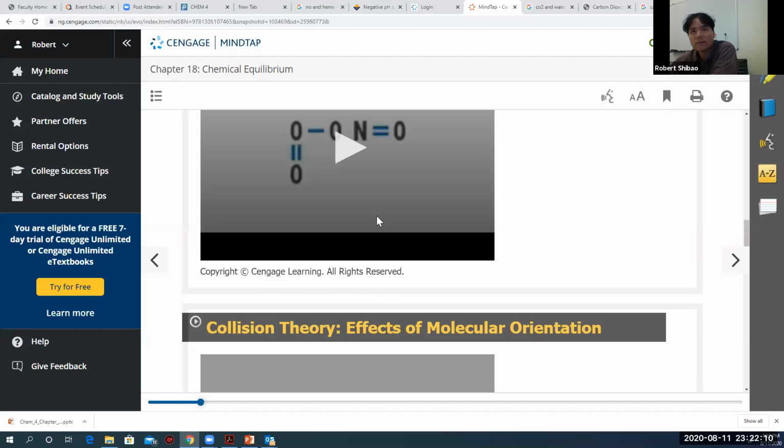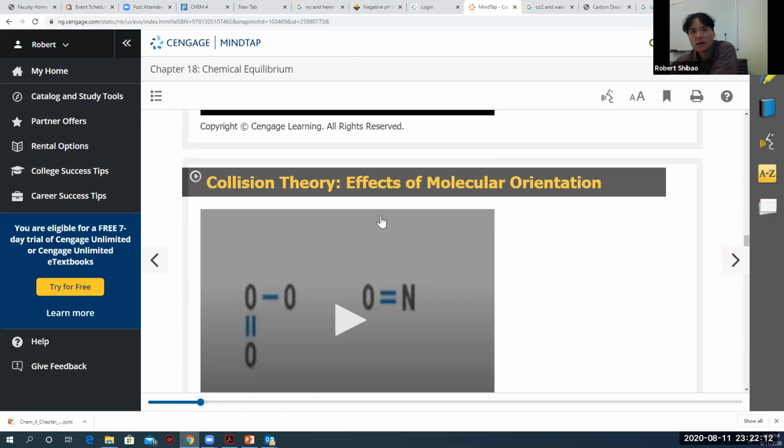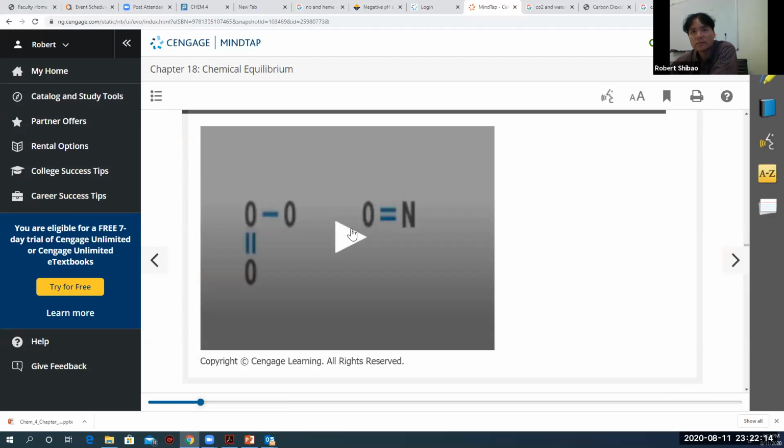Okay, collision theory, effects of molecular orientation. So we need the right amount of energy so they don't just bounce off, and we need the right orientation.